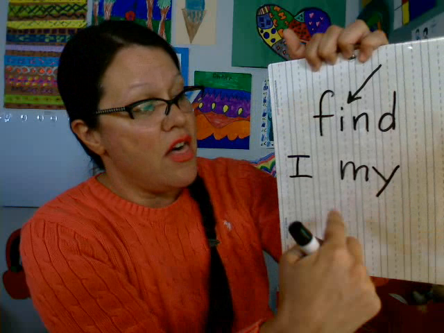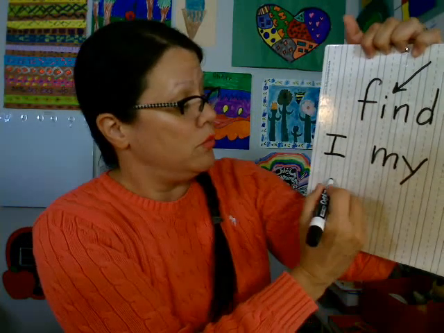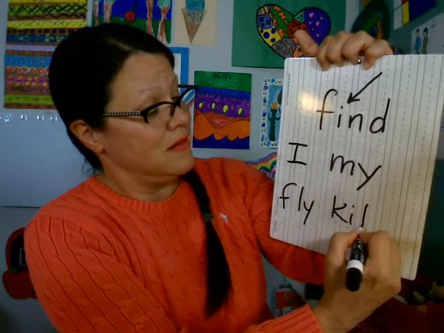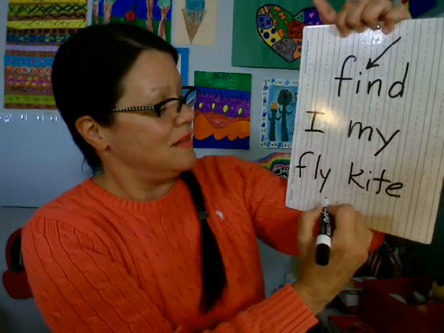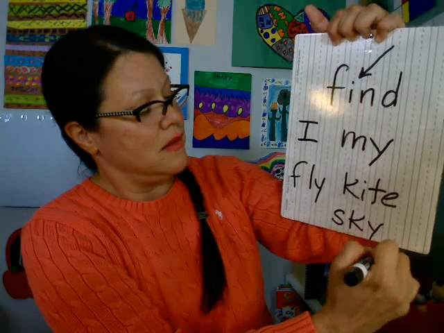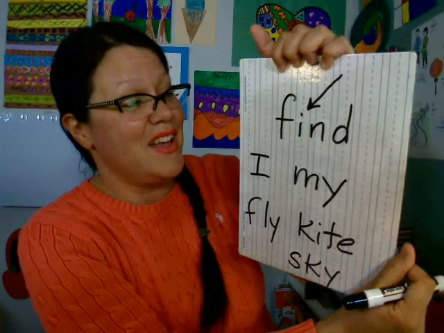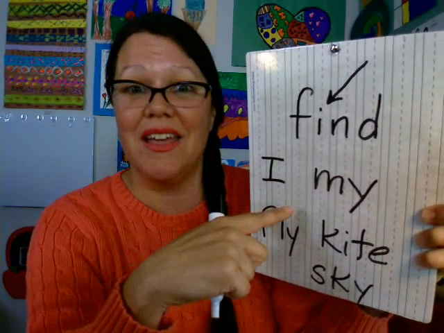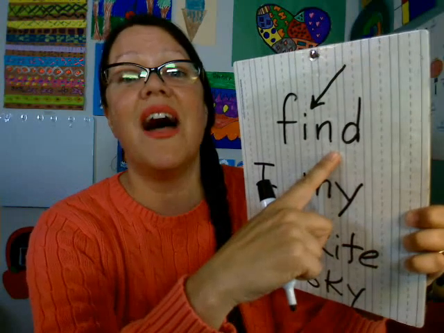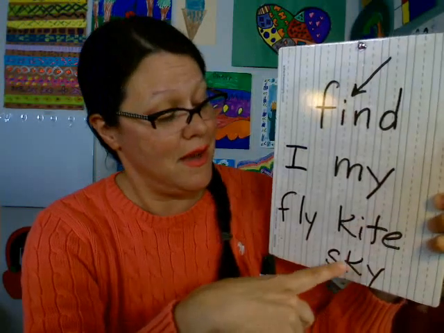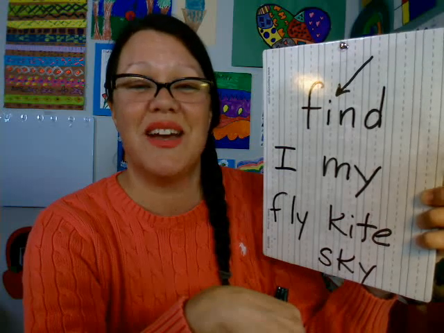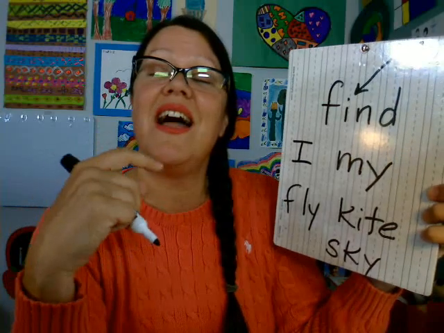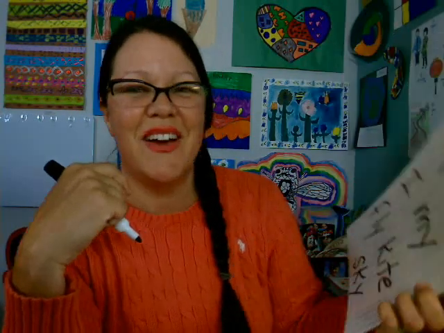My, again, they've already learned these words. Fly, kite, sky, right? So find, the long I sound is repeated in I, find, my, kite, right? Fly, sky, I fly my kite. Okay?